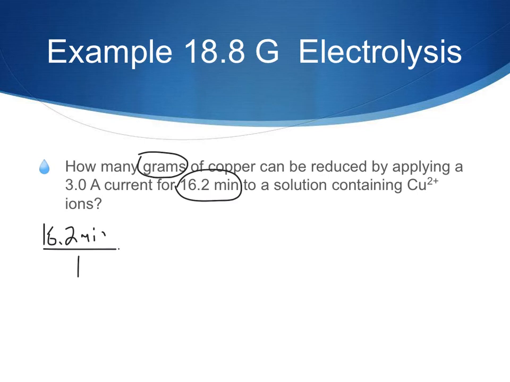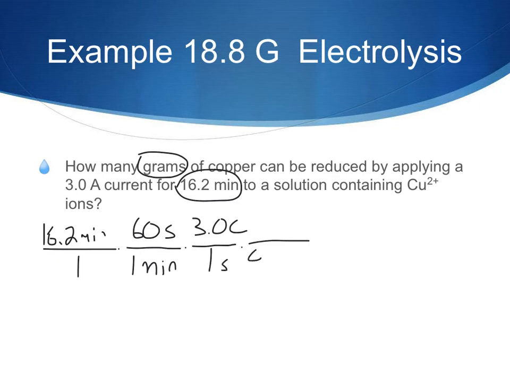And we know that for every minute is 16 seconds, and we need to do that to get into amps. So 3 amps gives me 3 coulombs per second.